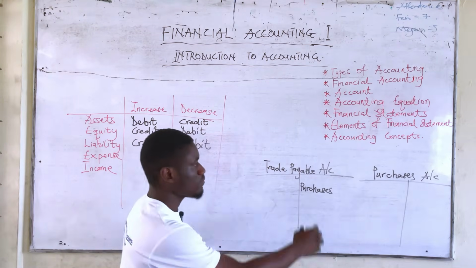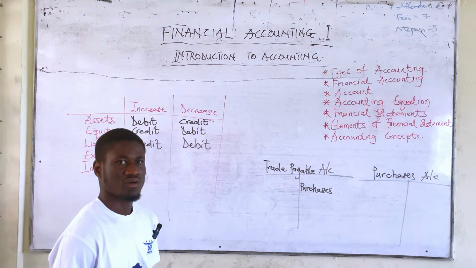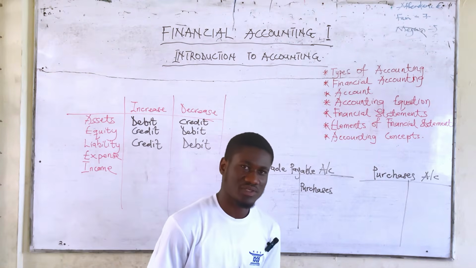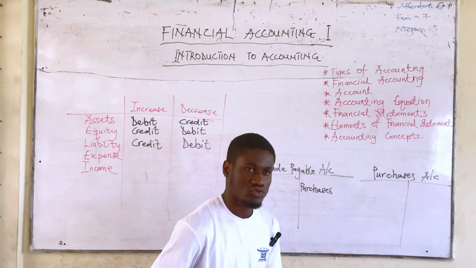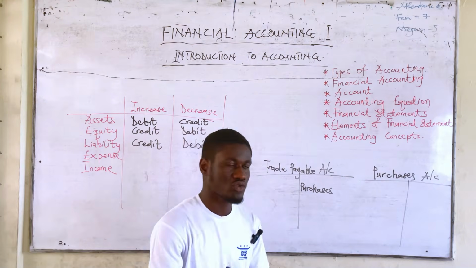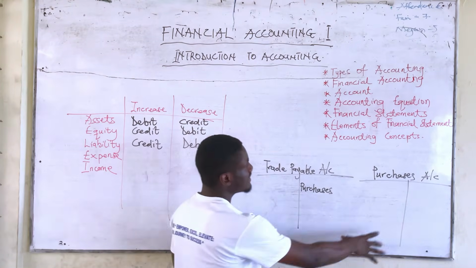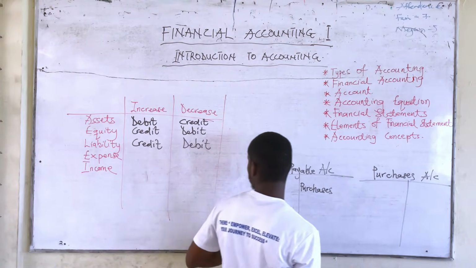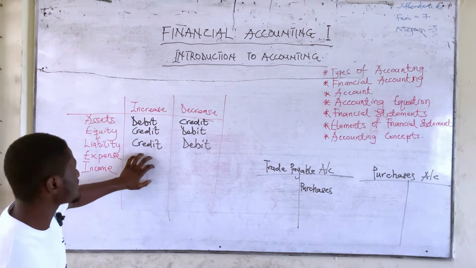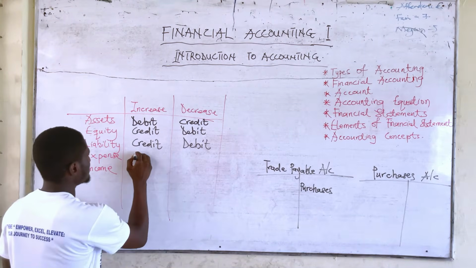Yes. Now purchases here is an expense. It's taking money out of the business because we have money and we are going to use that money to purchase something. Money is gone. Do you get it? So for increase in these purchases, which will come to it, increase in expense, you have to debit.